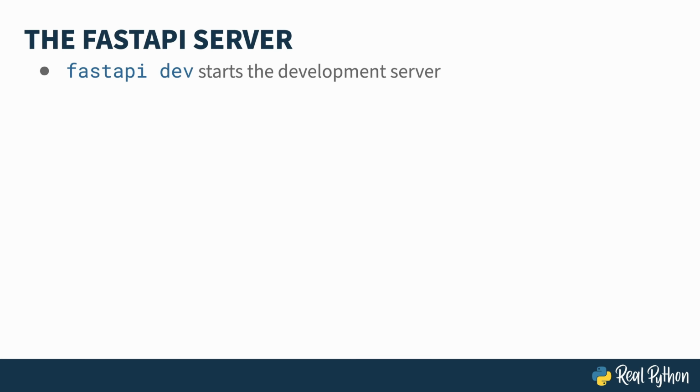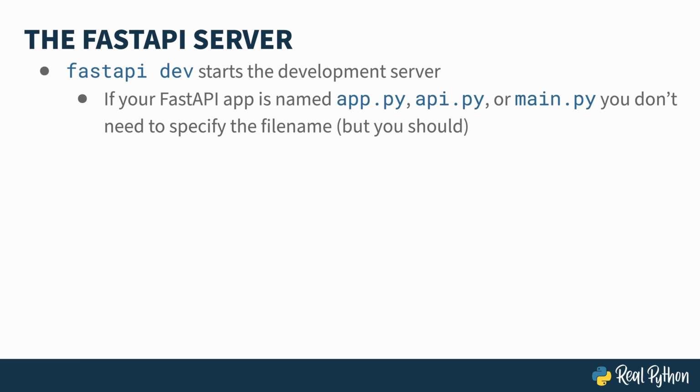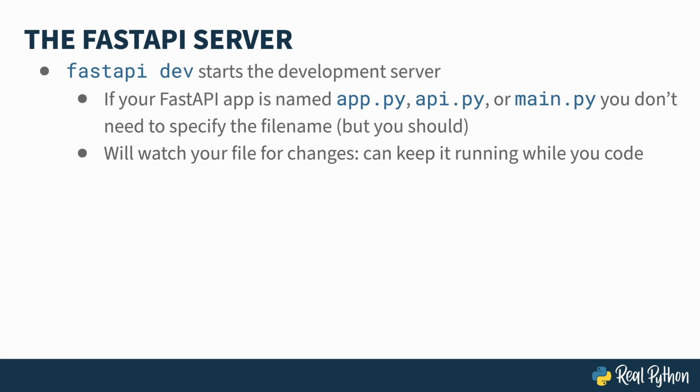You saw me use FastAPI dev to start the development server. Although I explicitly typed main.py, you don't have to. If your app is in app.py, api.py, or main.py, the server will automatically load it. I prefer to be explicit about it though. And as I mentioned, the development server will watch for changes in your code so you can leave it running and develop as you go.